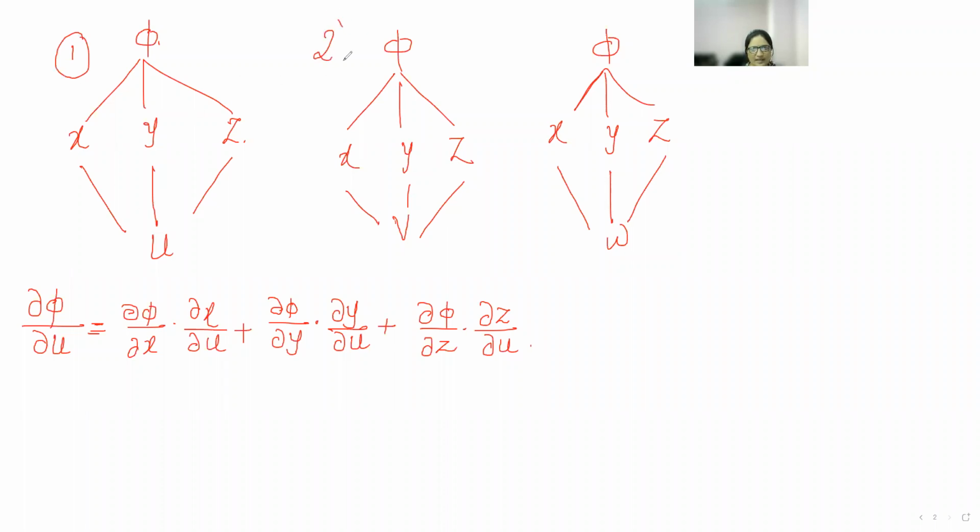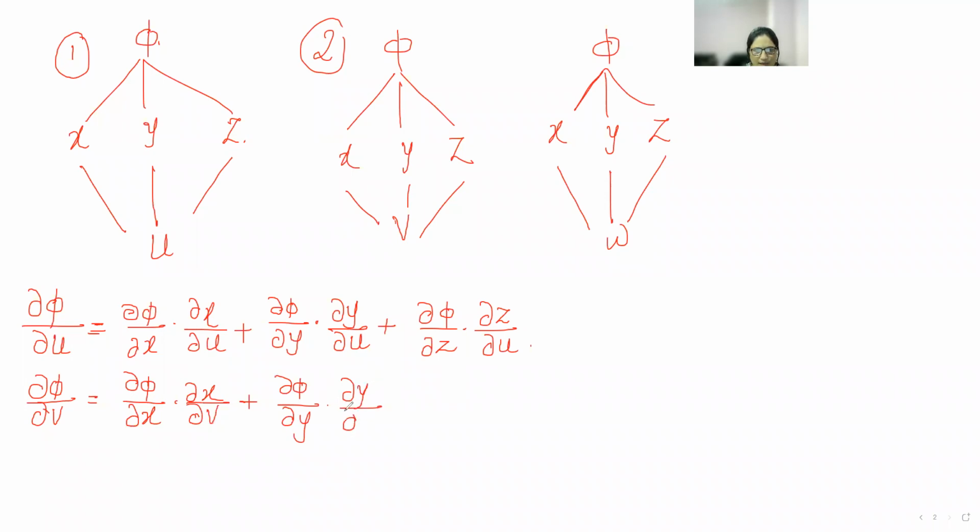Now going for the second. Partial derivative of this phi with respect to v by using chain rule once again. So it is dou phi by dou x into dou x by dou v plus dou phi by dou y into dou y by dou v plus dou phi by dou z into dou z by dou v.